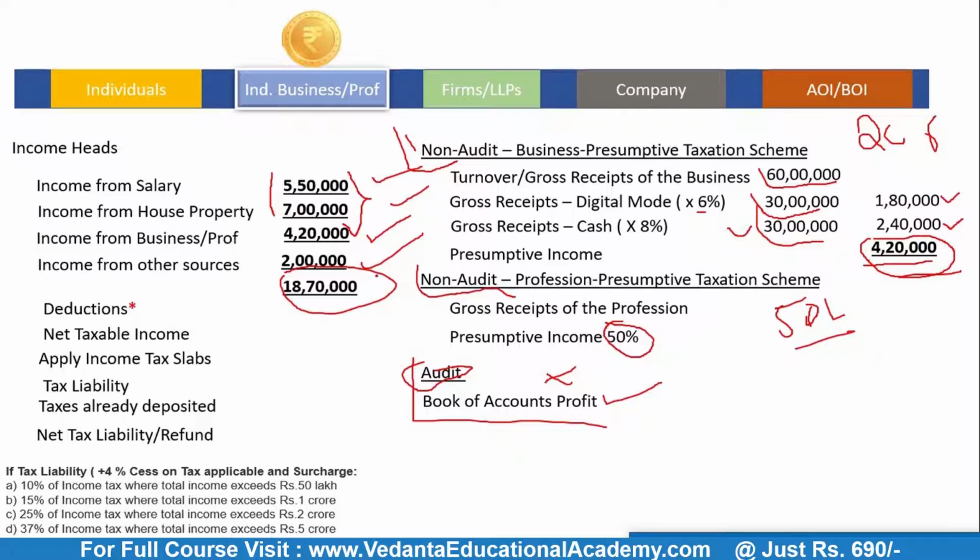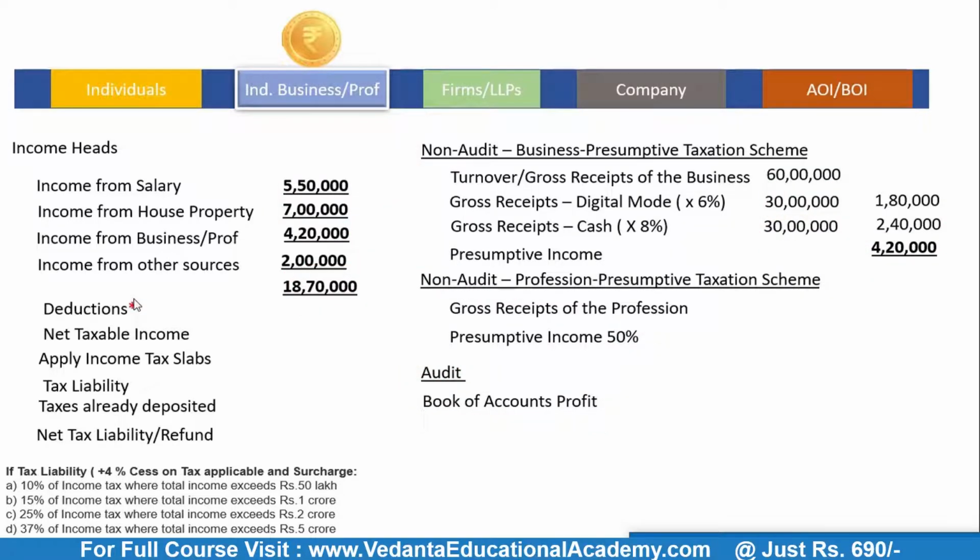Okay, so now we'll be doing the total income: from salary 5,50,000 after deducting 50,000 as standard deduction, income from house property is 7 lakhs, and income from business or profession is 4,20,000, and altogether 18 lakhs and 70,000. So whatever you have done for an individual, the same will be applicable even to an individual sole proprietorship or even an individual profession. The same calculation has to be done for the individual business and also profession. And next we'll go for the firm.